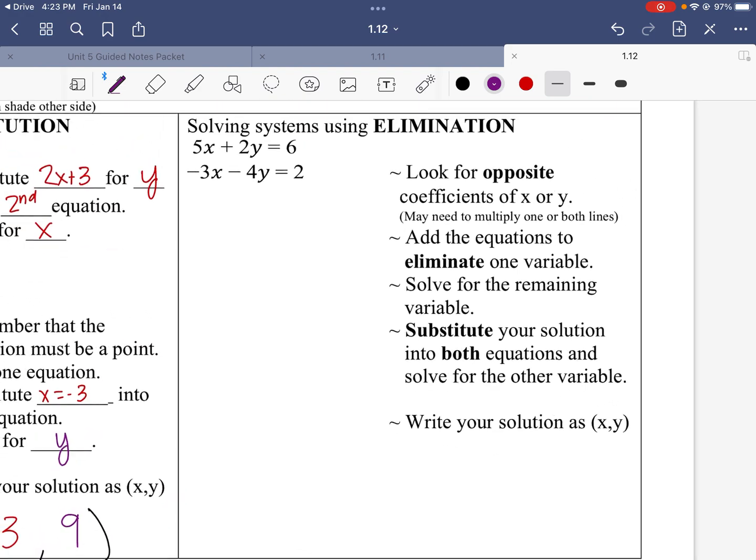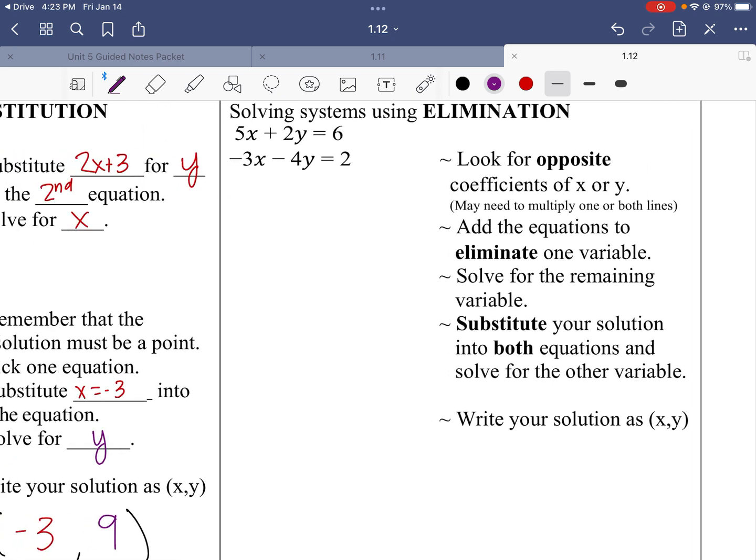Next, solving systems using elimination. So I gave you guys different steps than are here, so just keep that in mind when you're doing that, you need to be careful. I gave you slightly different steps. My step 1 was always to write them stacked on top of each other. We already did that for you.